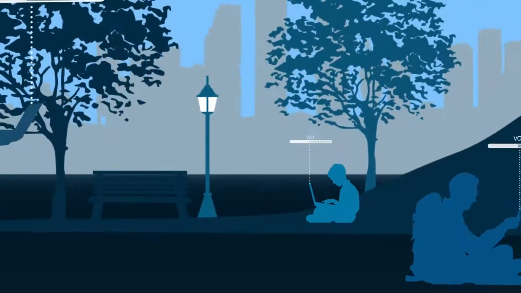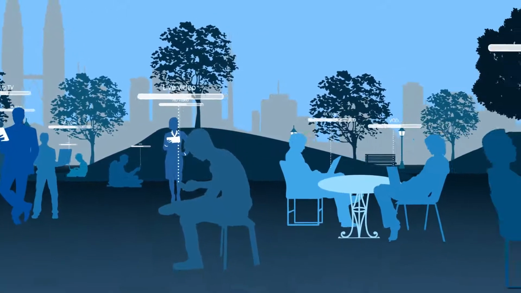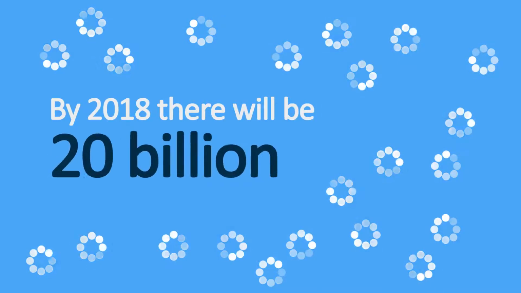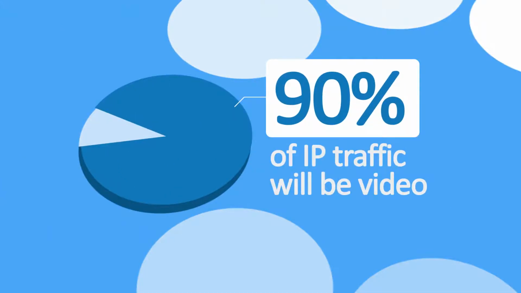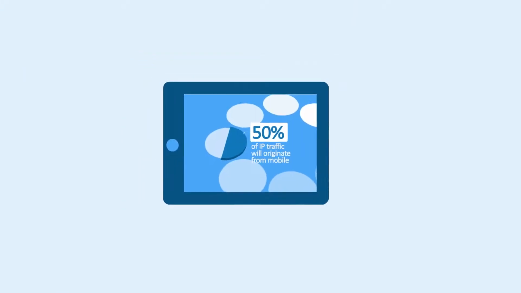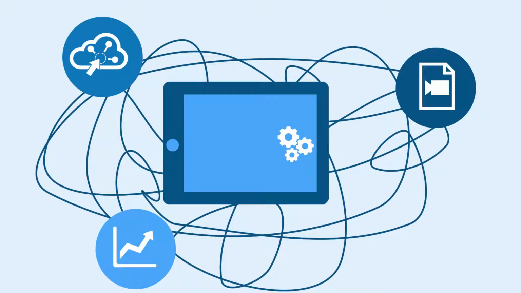In today's world, high-quality content is becoming our most valuable asset. As our dependency on video increases, viewer demands are growing faster than ever. By 2018, there will be 20 billion IP devices, 90% of IP traffic will be video, and 50% of IP traffic will originate from mobile. This makes video preparation, delivery, and monetization complex, time-consuming, and costly for content and service providers.